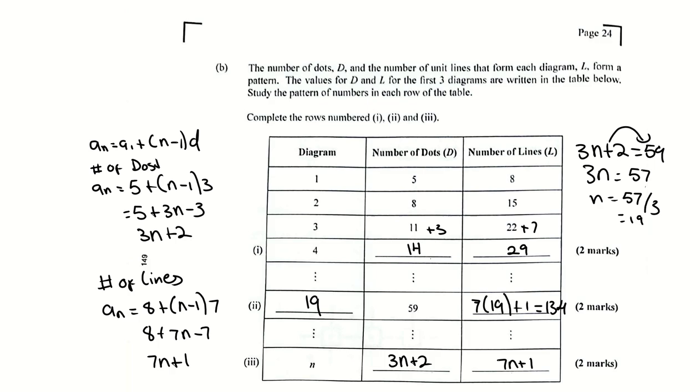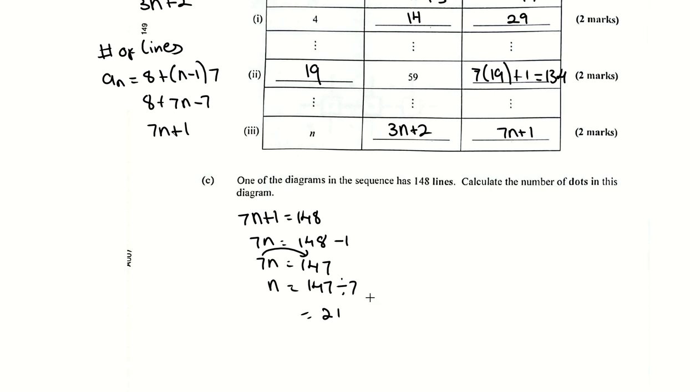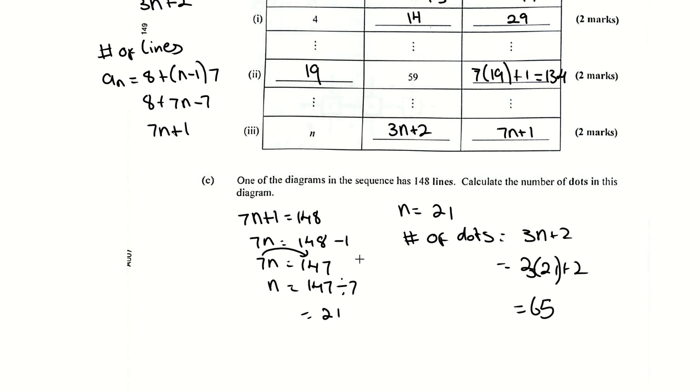When the diagram is 21, we're looking for the number of dots. So when n is equal to 21, the number of dots would be 3n plus 2, which is equal to 3 times 21 plus 2. 3 times 21 plus 2 is 65. So the number of dots in diagram 21 is 65.